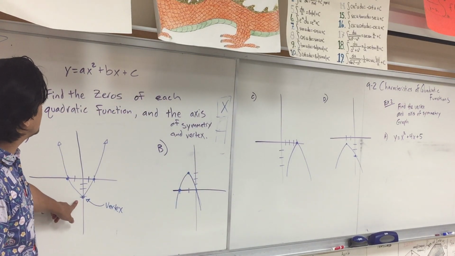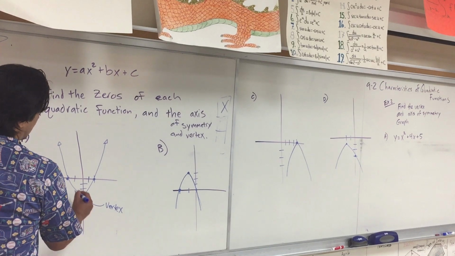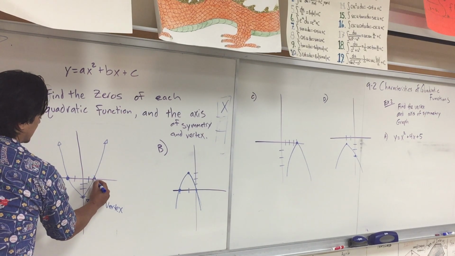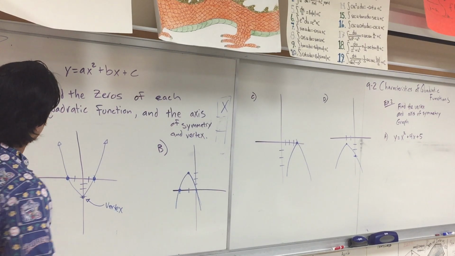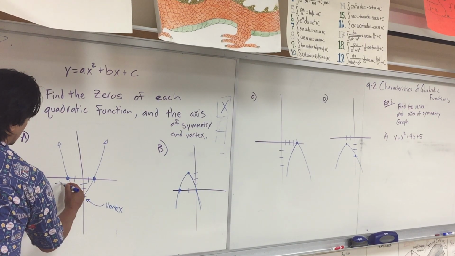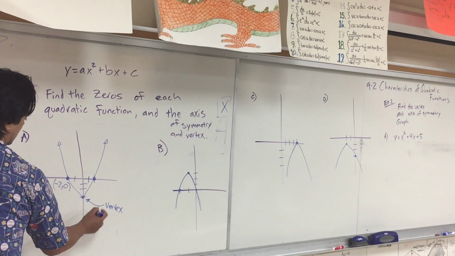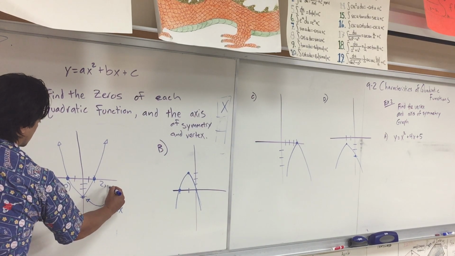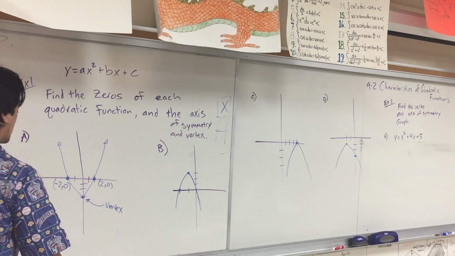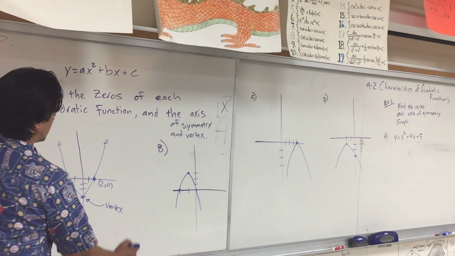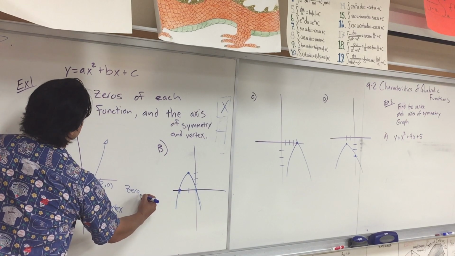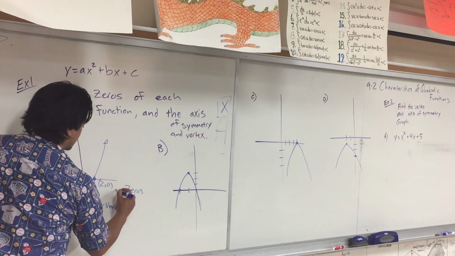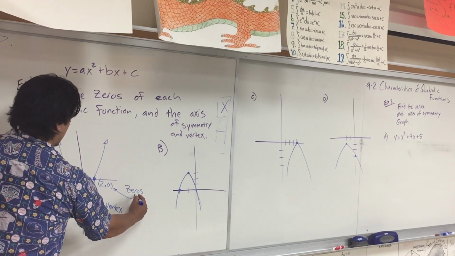So that's the vertex. The zeros are going to be where it crosses the x-axis. So the zero here is -2, 0. Over here it's 2, 0. Okay, so those are our zeros. That one and this one.